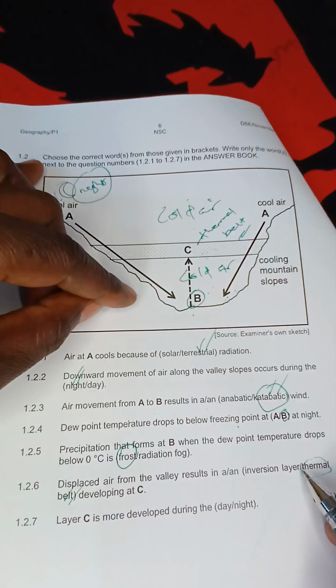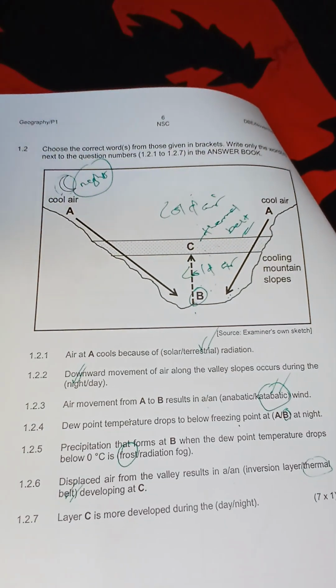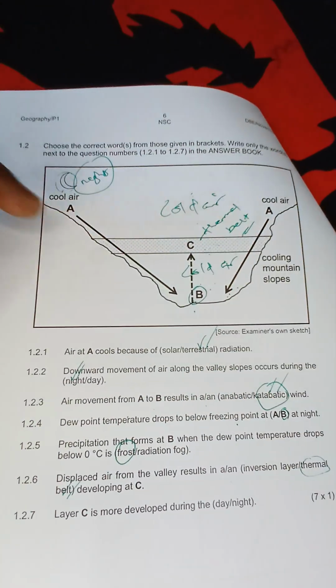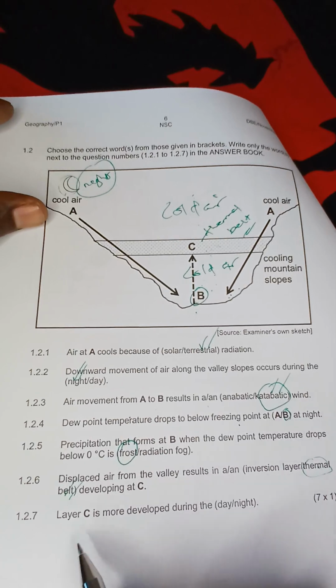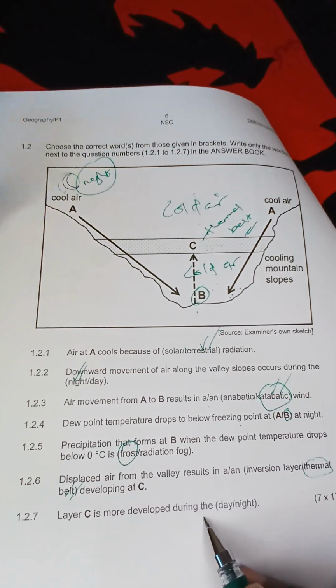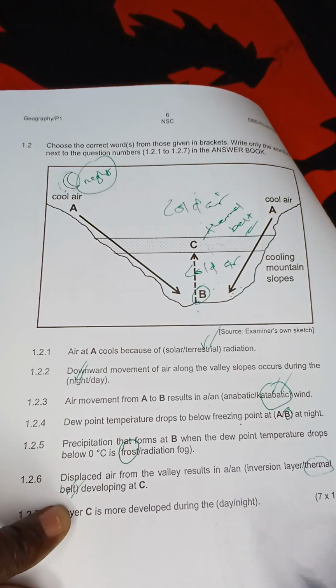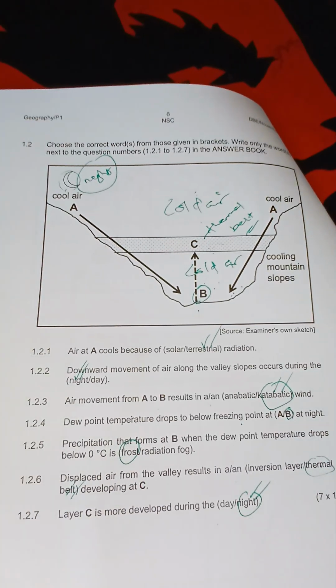So it's a thermal belt. When you talk about inversion layer, this is when you've got an increase of temperature with an increase in height. So this is also a form of inversion layer. Both are correct, but the most correct one is thermal belt. Layer C is developed during the night. That's when we have a thermal belt. It's developed during the night. That's why we have got a thermal belt.